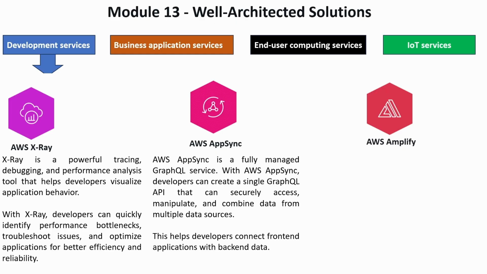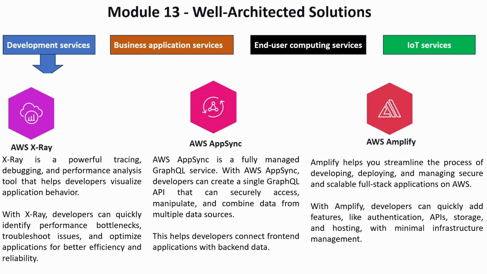AppSync is a fully managed GraphQL service. With AppSync, developers can create a single GraphQL API that can securely access, manipulate, and combine data from multiple data sources. This helps developers connect front-end applications with back-end data. Amplify helps you streamline the process of developing, deploying, and managing secure and scalable full-stack applications on AWS. With Amplify, developers can quickly add features like authentication, API, storage, and hosting with minimal infrastructure management.